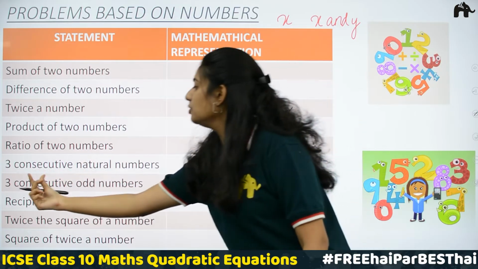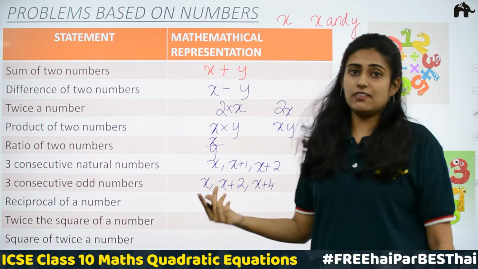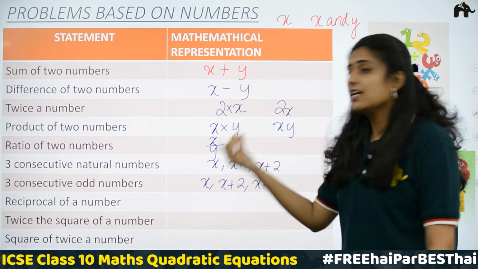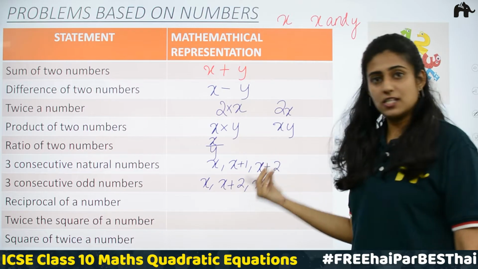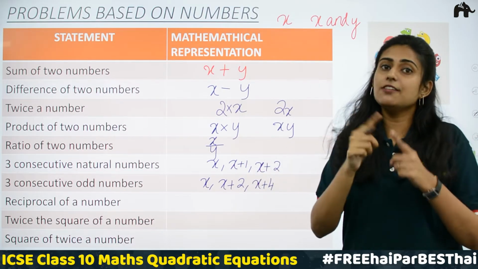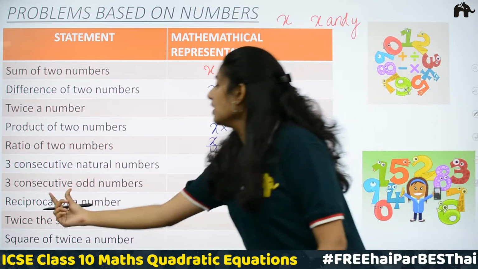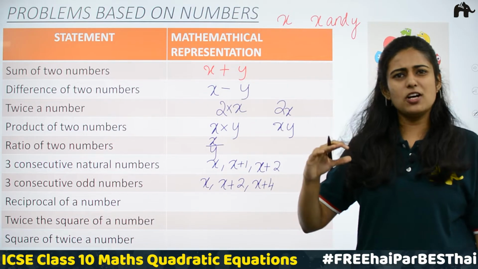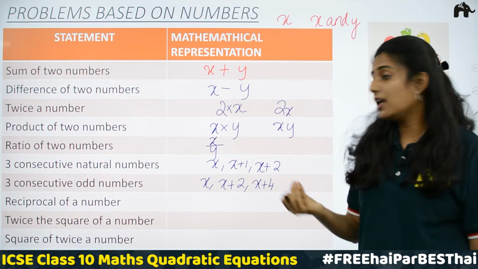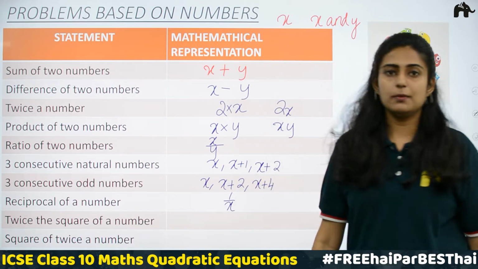Here, I am asking you to find 3 consecutive odd numbers. When it comes to the case of even numbers, similarly, when you take the first even number as x, the second number will be x plus 2, the third number will be x plus 4. Because in case of even numbers, the difference between two consecutive even numbers is 2. Now, reciprocal of a number. Reciprocal means 1 by that number. If we are taking x, then the reciprocal of x will be 1 by x.